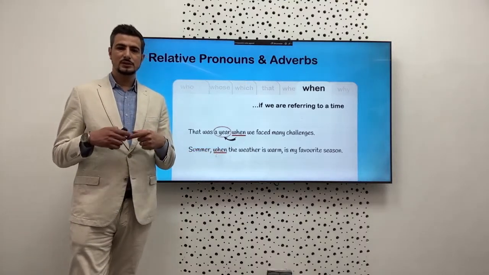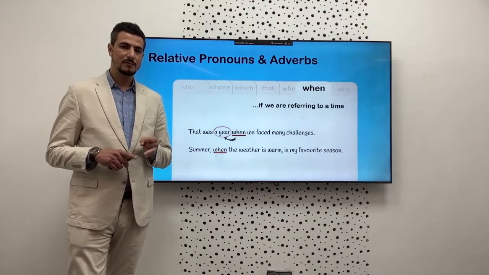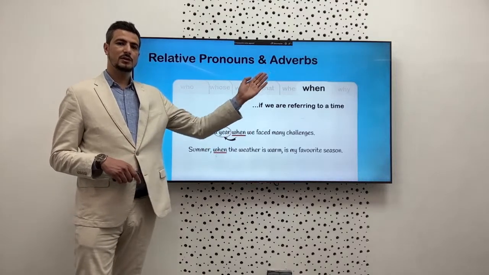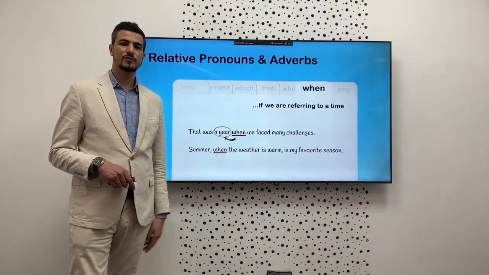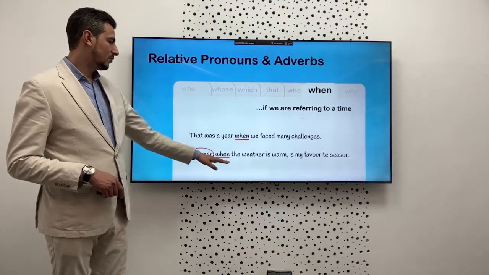Let's recapitulate. Where is place and when is time. I go back: where, place, and when is time. Refers to time. When, the summer, when.